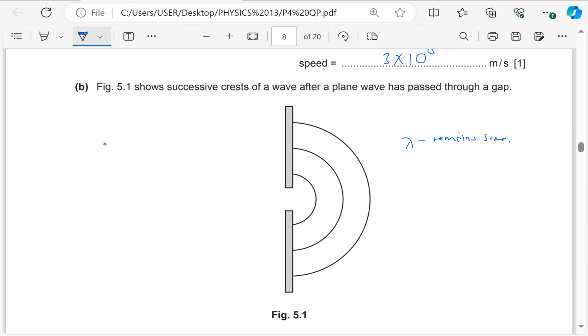So from my rule, I'm seeing it is approximately 1.1 centimeters. Let me check the size of the gap. The size of the gap is also approximately 1.1 centimeters. So I'm going to draw wavefronts which are approximately 1.1 centimeters apart. For the diffraction to be maximum, the wavelength is the same as the size of the gap, and we see the bending here is maximum.